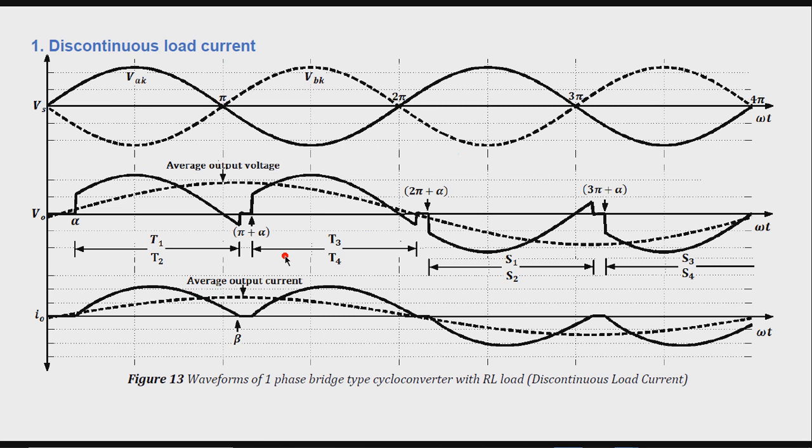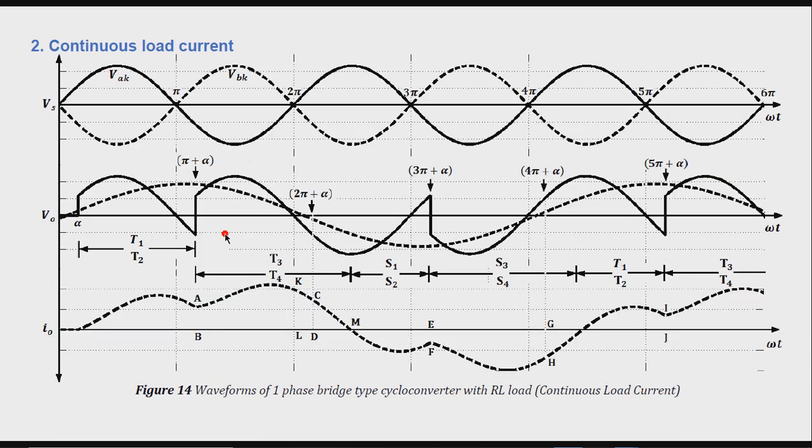And for the bridge type cycloconverter, two thyristors are conducting at the same time. Here T1 and T2, and here T3 and T4. So this is the single phase to single phase cycloconverter.